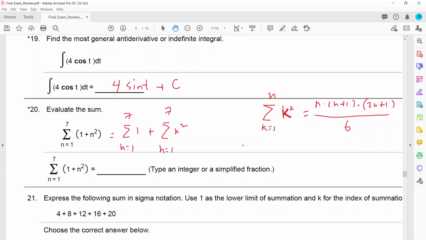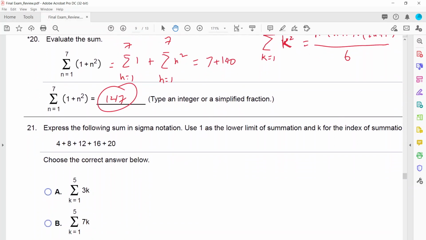For this part, you are just adding 1 seven times, so 1 plus 1 plus 1 plus 1, 7 times, so that will give you 7. And this one you're going to calculate. If you use this formula, it will be 140. So 7 plus 140 will eventually be 147.